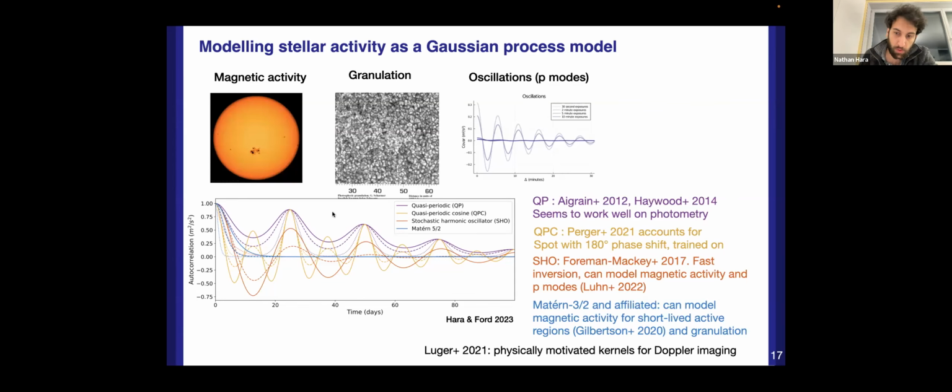They are developed for Doppler imaging, but I believe that Rodrigo is working on their application to RV. And so in that case, we would have a kernel which is not defined with ad hoc properties, with qualitative properties, but with quantitative physical quantities.